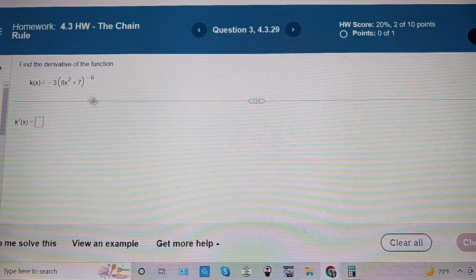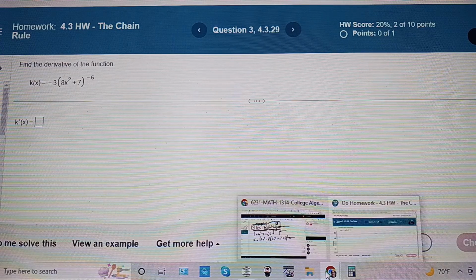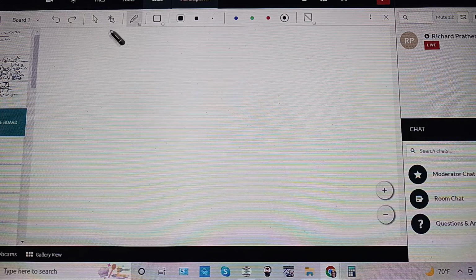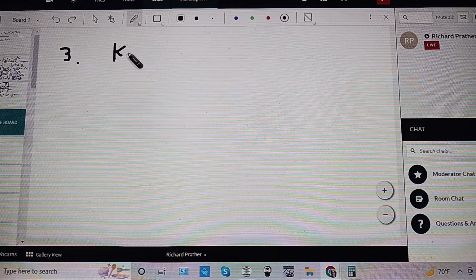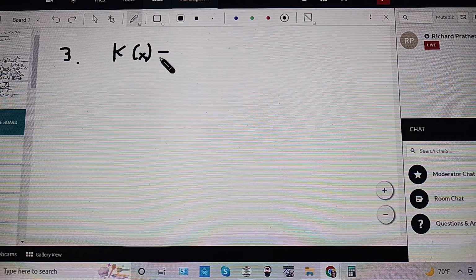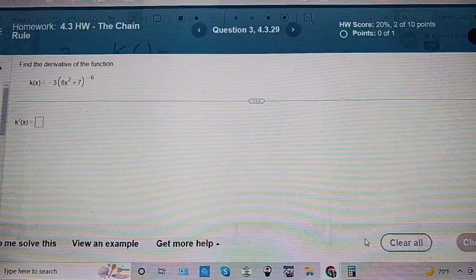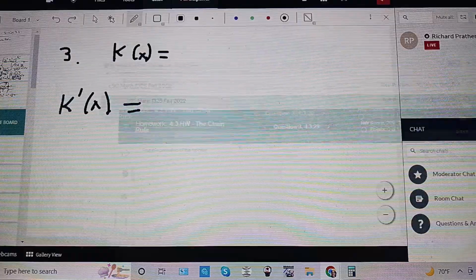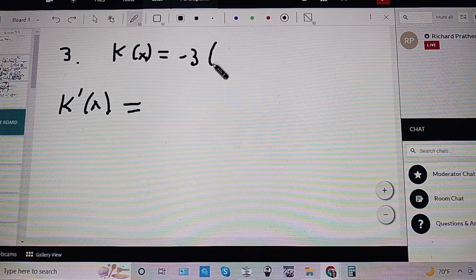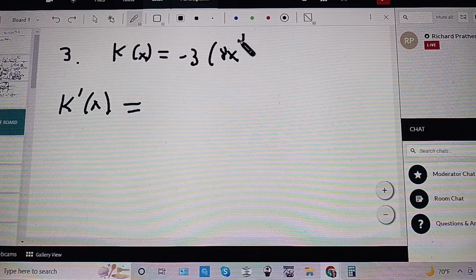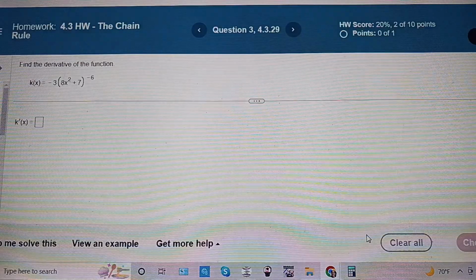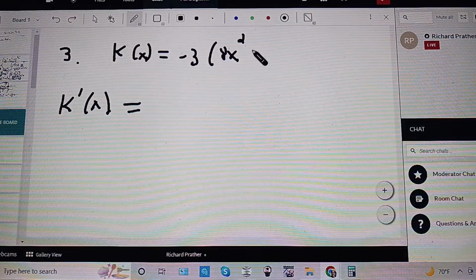Okay, so similar deal here on number 3. I have a k of x, and they want me to find k prime of x. So that's clear notation to find a derivative. K of x, and then find k prime of x. That tells you to do the derivative. And this time we have a negative 3 times 8x squared plus 7 to the negative 6 power.